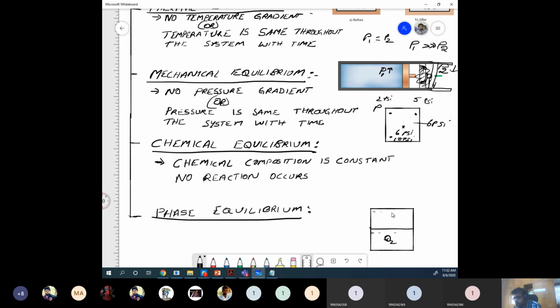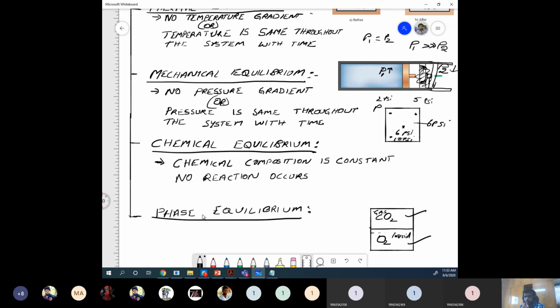Sorry, let me take liquid O2. This is in liquid form, liquid O2, and the other one is gas. Or let's say CO2. Here you have CO2 and here you have liquid O2. Obviously, both of them will try to mix up, right? Two different, just like mixing oil and water. Both of them have different phases. This is in gas phase and this is in liquid phase.